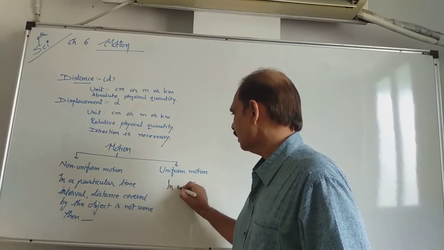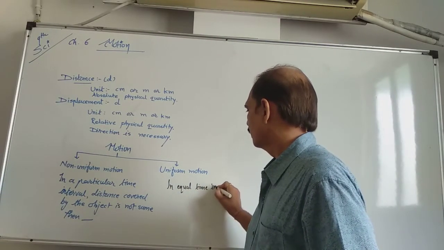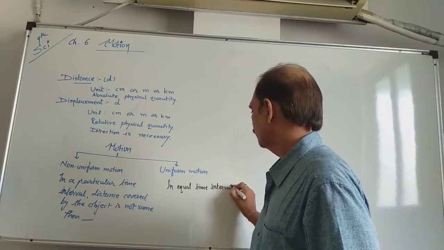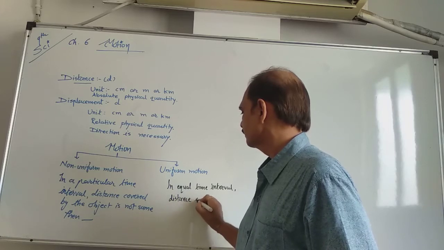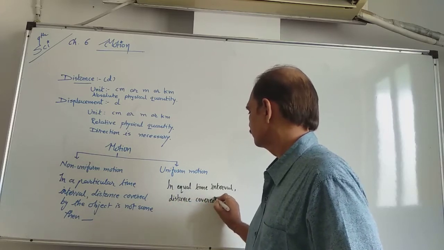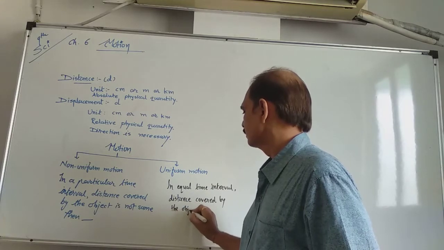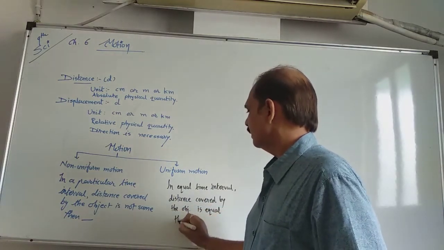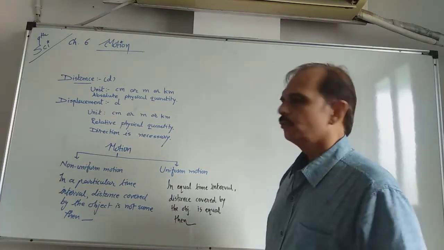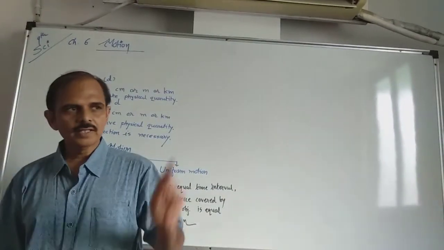In equal time interval, if the distance covered by the object is equal, then it is called uniform motion. As for example, motion of the second hand of a clock in equal time interval.